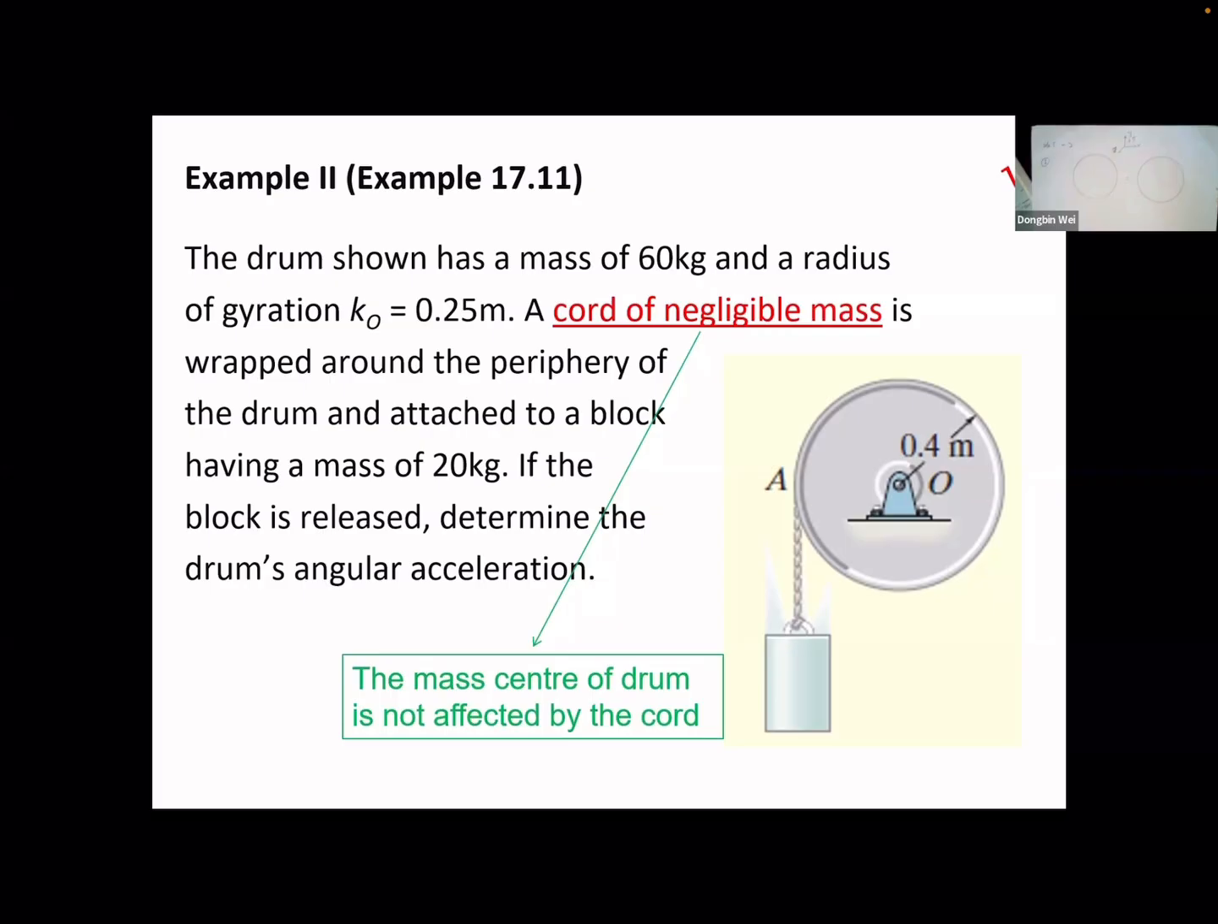is not uniformly distributed, so a radius of gyration is given. This is the radius of gyration about an axis going through point O, so that's k_O. And there's a cord wrapping around this drum, and this cord connects to a block. This block's mass is 20 kg.